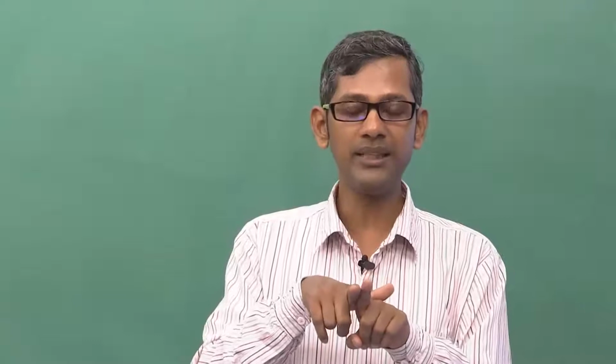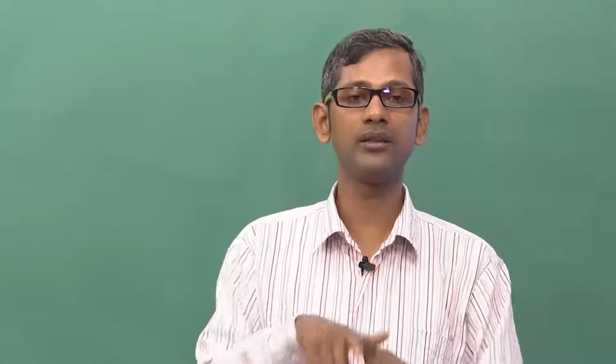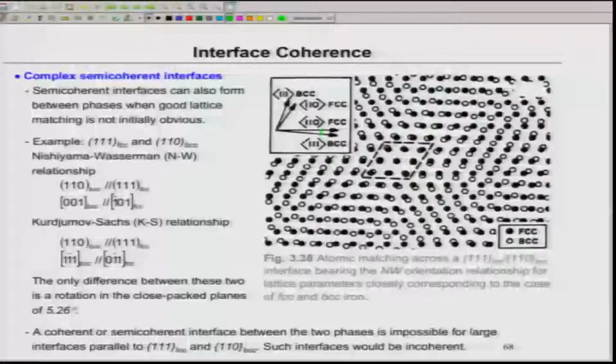So, the only possibility to create a semi-coherent interface here is to have a little bit of angular distortion between the directions in the FCC and the BCC crystals. So, they are not exactly parallel; specifically, they are parallel in one direction, but in the other direction there is an angular relationship. Because of that, you see here that in some regions the atomic planes are not matched. Here you see they are not matched, okay. But here they are matching.